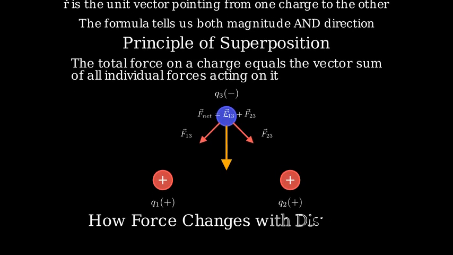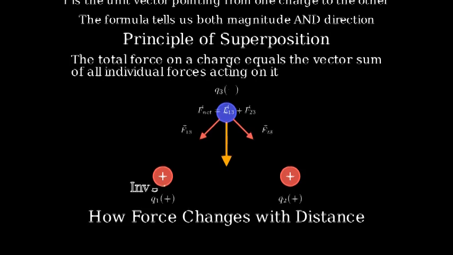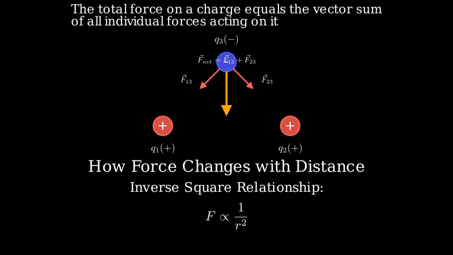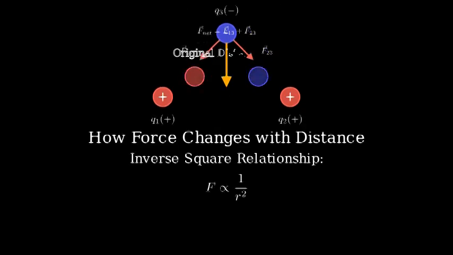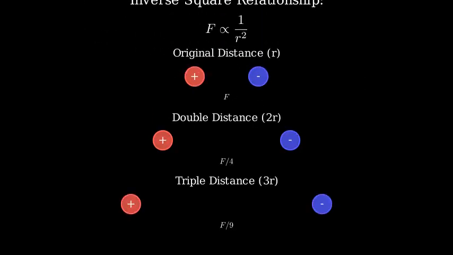Now, let's examine how the force changes with distance. Coulomb's law follows an inverse square relationship with distance. This means that if we double the distance between two charges, the force becomes 1/4 of the original. If we triple the distance, the force becomes 1/9.